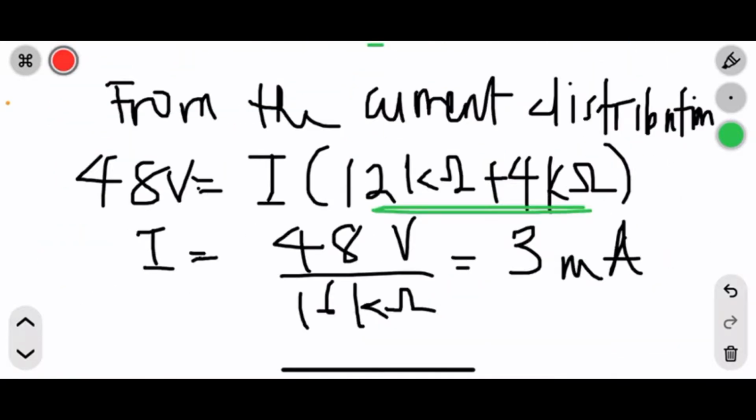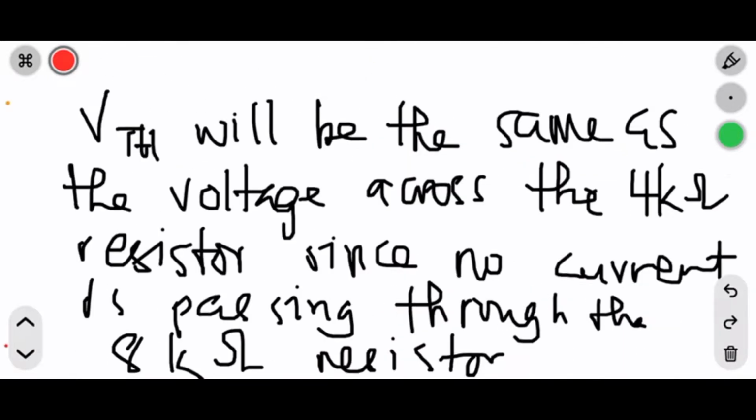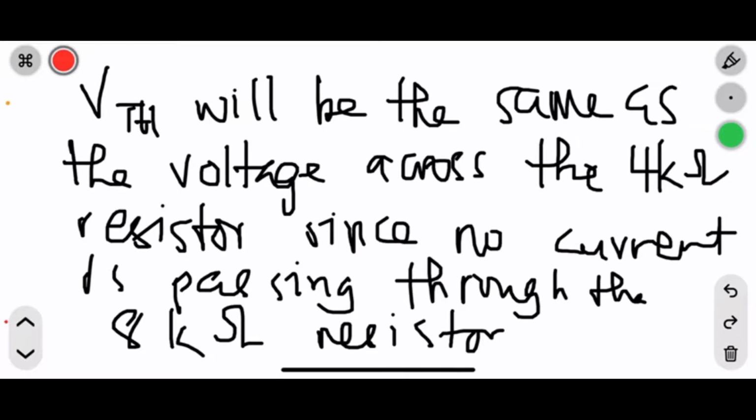So you add them up, and after that, I will be equal to the 48 divided by your 16 kilo ohm, which gives you what? 3 milliamps. So now we know our I. So now we know our I, we have to find our VTH using the path that VTH belongs to.